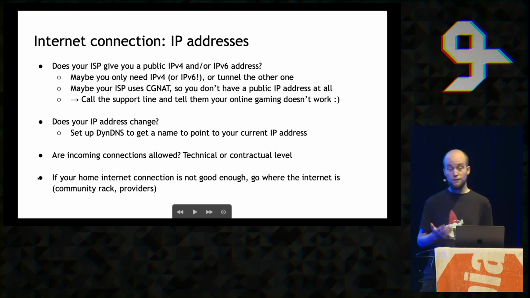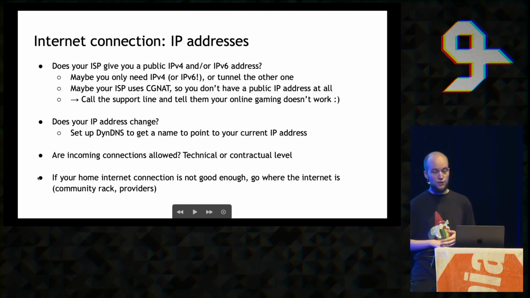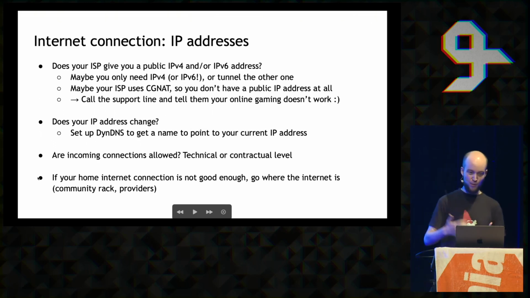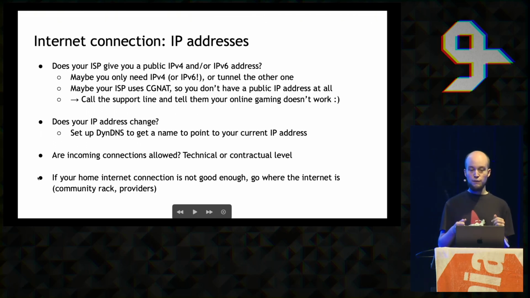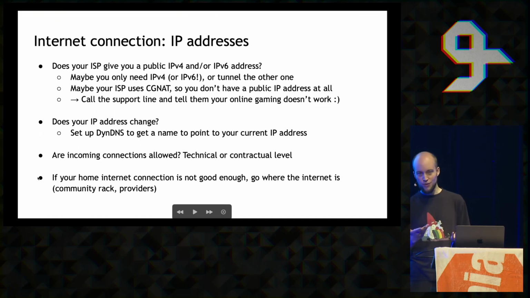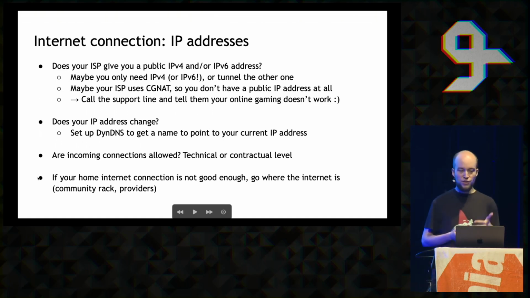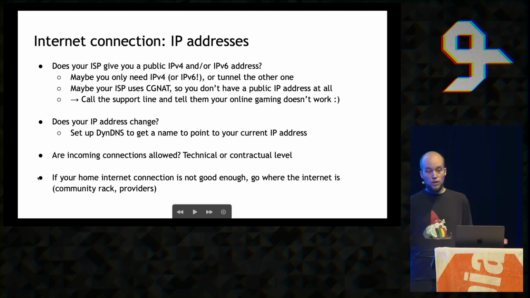Then, of course, you have that problem with the IP addresses. Whenever you have an internet connection, you also need addresses to reach other people. And the first question is, does your ISP even give you a public IPv4 and or an IPv6 address, right? So maybe you're in luck. Maybe your ISP gives you one address family in a good way and the other one not at all or in a bad way. And then you can just tunnel the other one. Of course, it's also effort. But some ISPs might just deploy CGNAT, carrier-grade network address translation, and then they will not give you a public IP address at all.